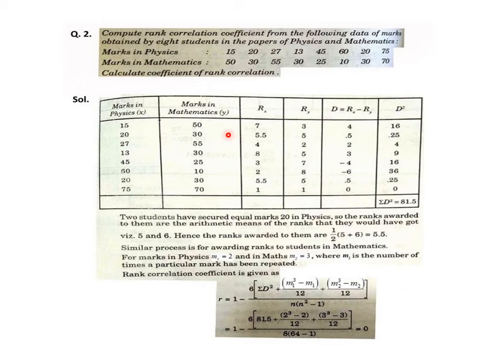Do you understand? 50 was awarded third rank, and after that 30 repeated 3 times, meaning 4th rank, 5th rank, 6th rank. We have to take the average of 4, 5 and 6. That is 4 plus 5 plus 6 upon 3, the average of 3 values. 4 plus 5 plus 6 upon 3 means 15 upon 3, which means 5. So for all scores equal to 30, we have to assign rank 5. So it's 5, 5 and 5, as you can see.